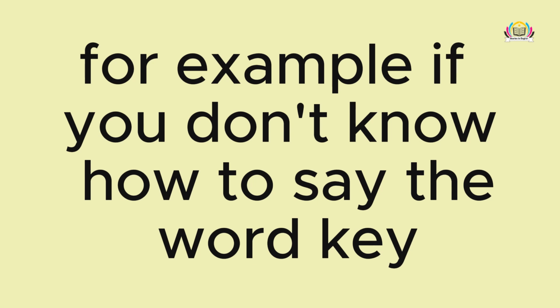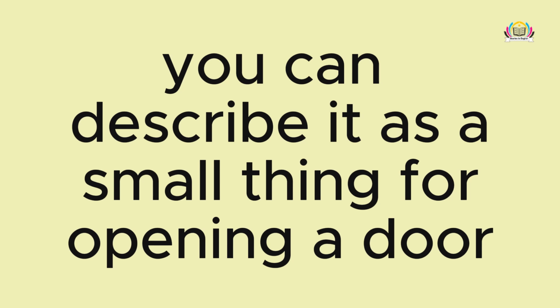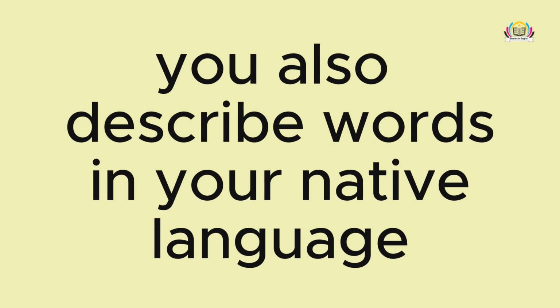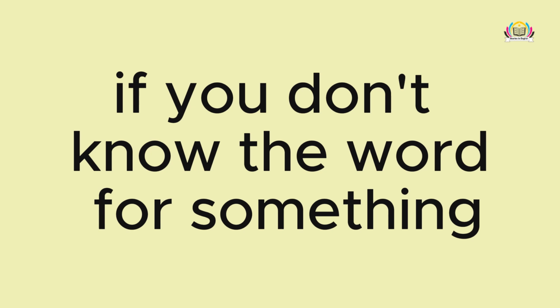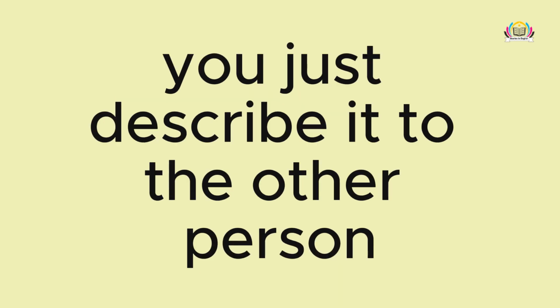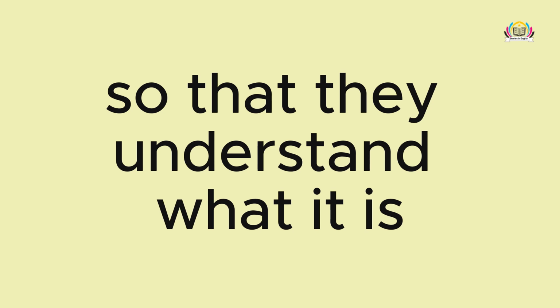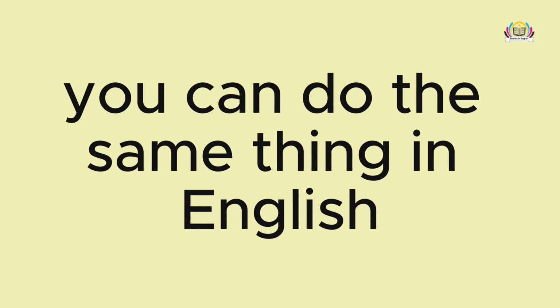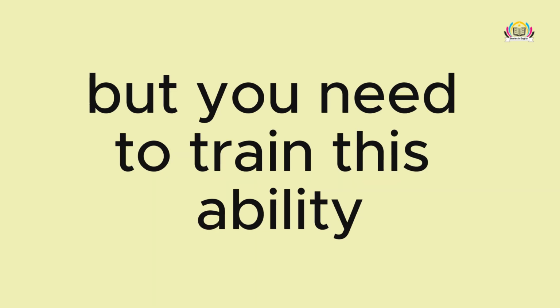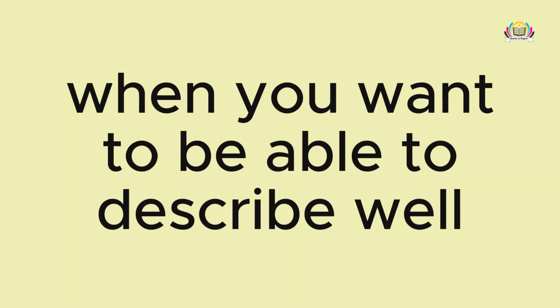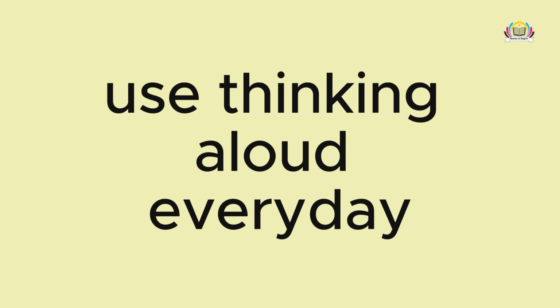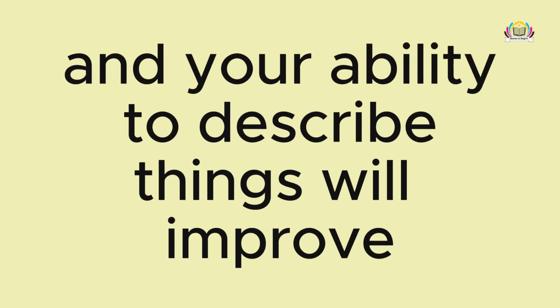For example, if you don't know how to say the word key, you can describe it as a small thing for opening a door. You also describe words in your native language without realizing it. If you don't know the word for something, you just describe it to the other person so that they understand what it is. You can do the same thing in English, but you need to train this ability. Thinking aloud is a very good technique to use when you want to be able to describe well. Use thinking aloud every day, and your ability to describe things will improve.